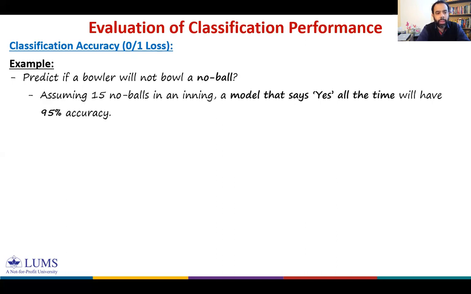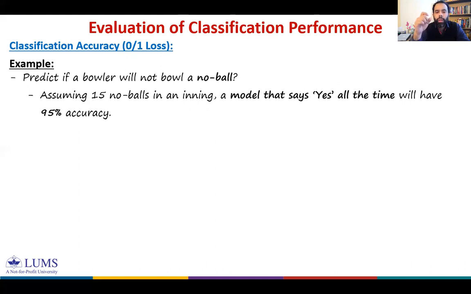And we assume that in an innings of a 50 overs game, we have 15 no balls. And if you have a model that says yes all the time, that the bowler will not bowl a no ball, such a classifier will have 95% accuracy, right? Because the total balls would be 15 plus 300. So 50 overs, 1 over is 6 balls, 50 times 6 is 300, and you have 15 extra balls because 15 are no balls. You have 315 balls. A model is saying yes all the time, the bowler will not bowl a no ball. The model would be accurate, in fact, 95% accurate.